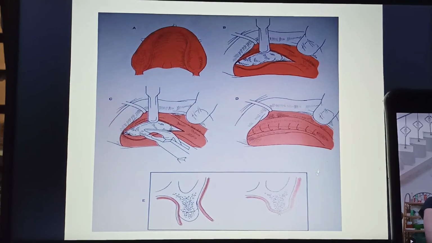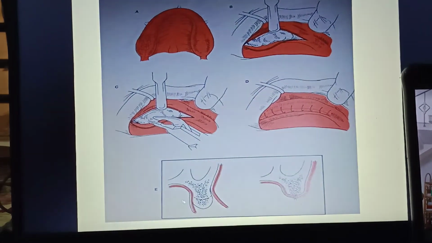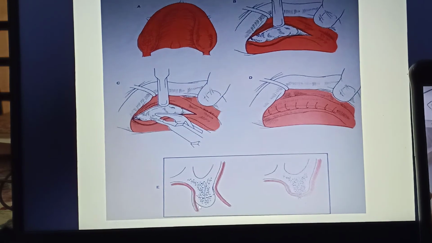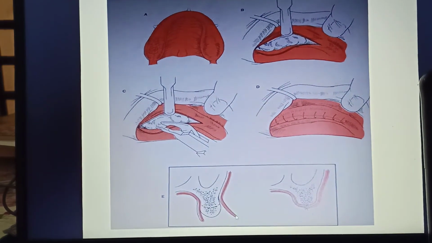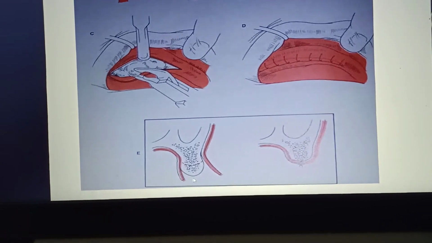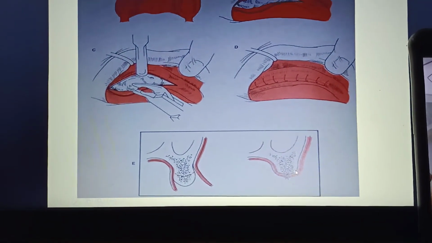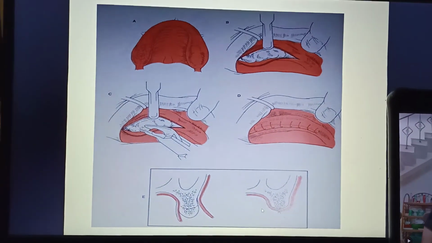The primary closure is carried out using your continuous suture. So that is the cross section. This is the soft tissue on both sides, and this is the excess soft tissue which can be removed prior to the closure if necessary, and then the primary closure is carried out.